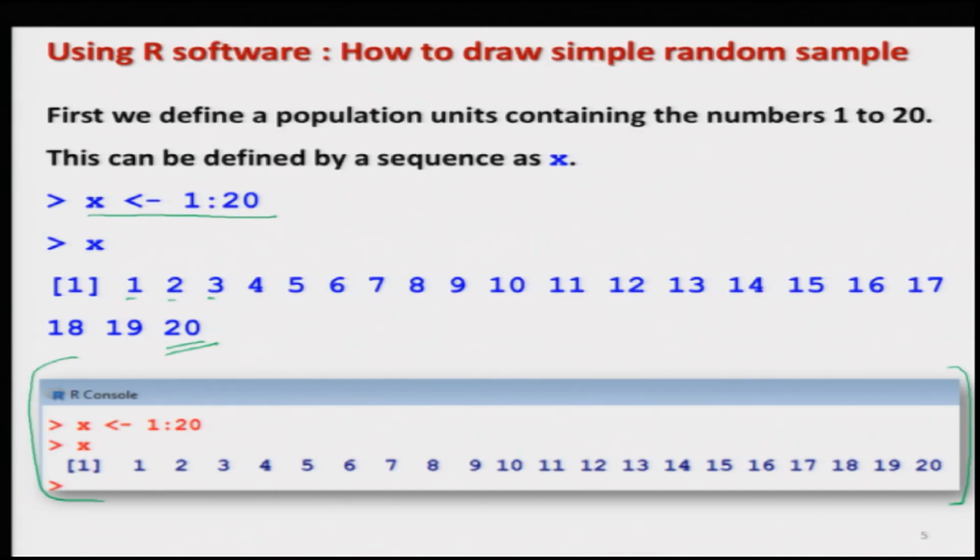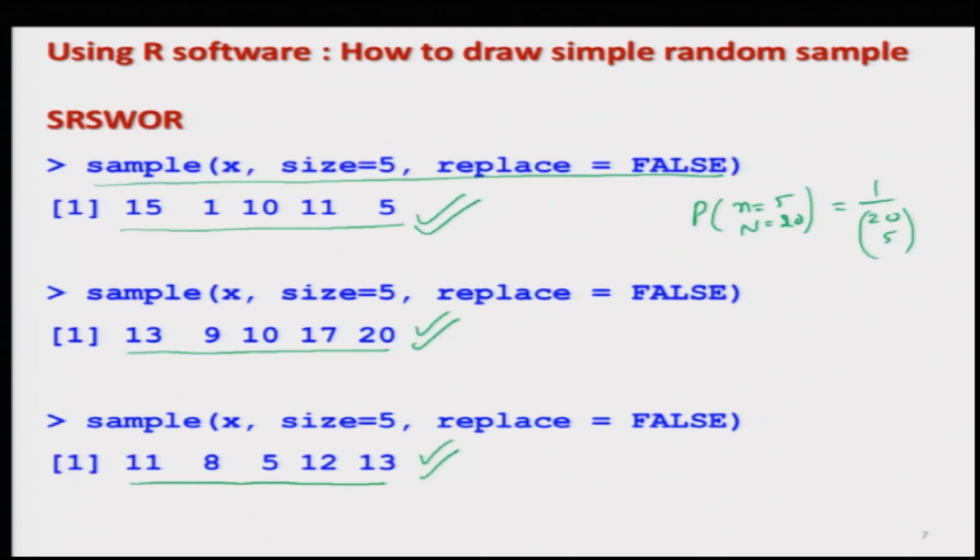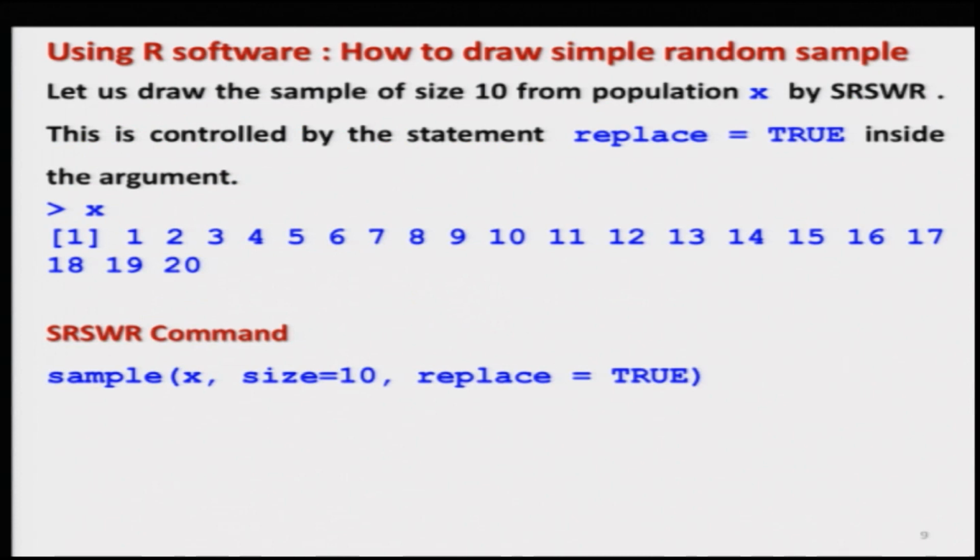So, now let us come back to our slides, and now I will show you how you can use the same command to draw a sample using SRSWR. Now you understand that it is pretty simple: if you want to use the command sample to draw the SRSWR sample, then you simply have to use the option replace equal to true instead of replace equal to false.